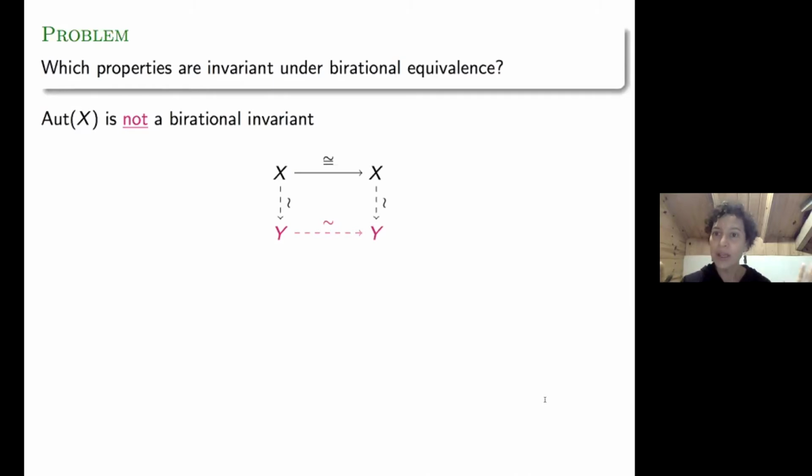Suppose that you have two birationally equivalent varieties X and Y, and suppose that you have an automorphism of X. Then you can compose it in this diagram with the birational map to Y, and you don't necessarily get an automorphism of Y. What you get is a birational self-map of Y.